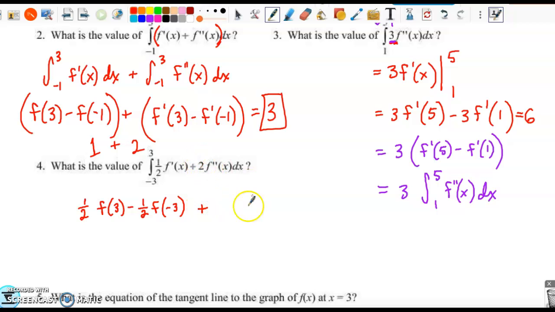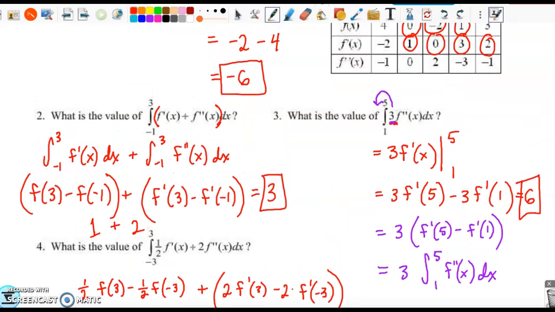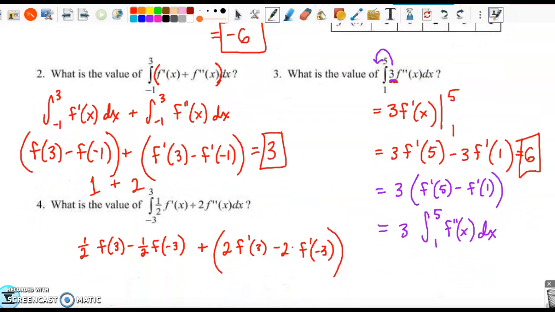Now remember, the antiderivative of the second derivative takes us to the first derivative. So we're looking at f prime of the upper bound 3 minus 2 times f prime of the lower bound, negative 3. And if any of this is not making sense, feel free to write it down. We can look at it closer. You can ask questions in class. It's just a lot of filling in with the table.